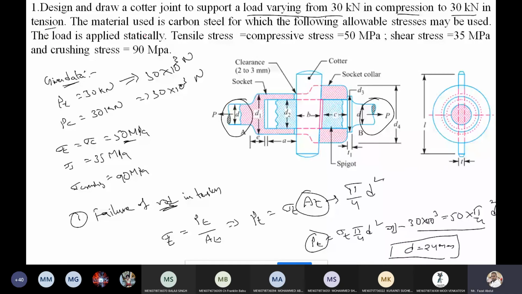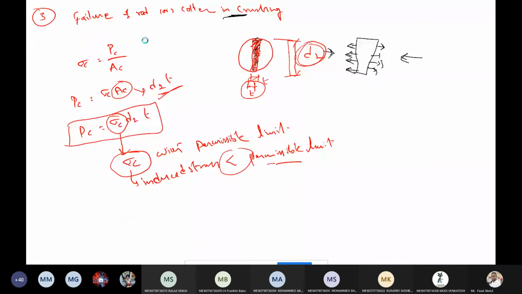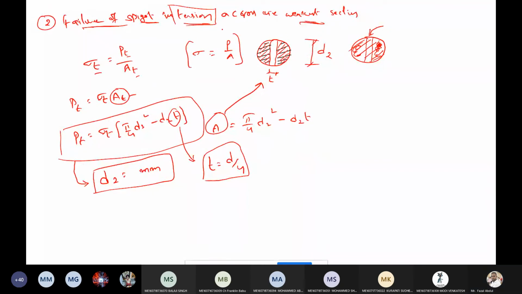Now what is the second point in the design procedure? The second point is finding the diameter of the spigot and the thickness of the collar. It means failure of the spigot in tension across the weakest section. Now see here, I will solve again. The second point is failure of the spigot in tension, so the spigot rod is failing.